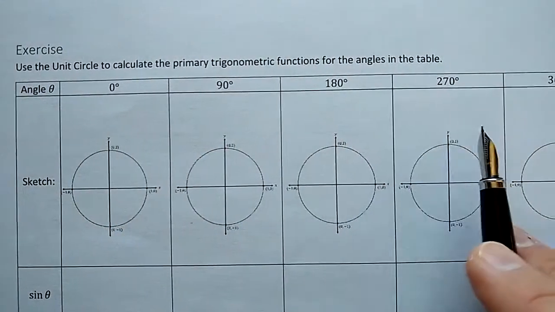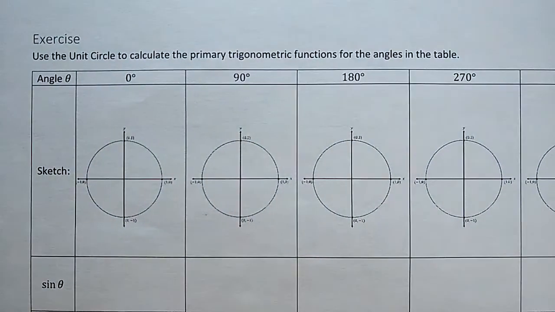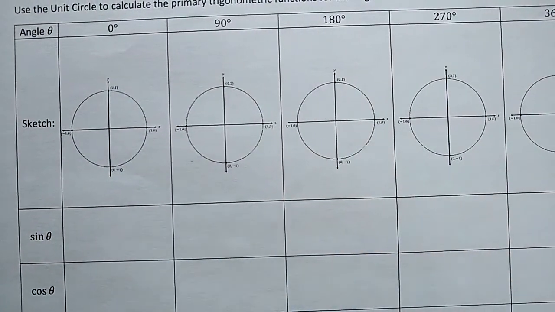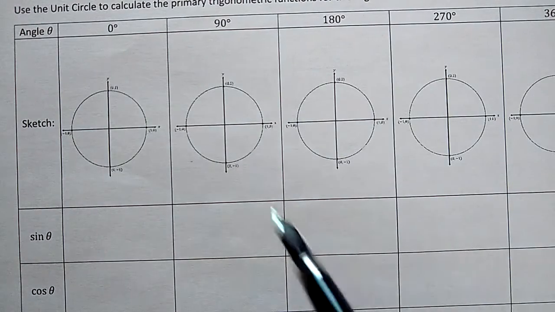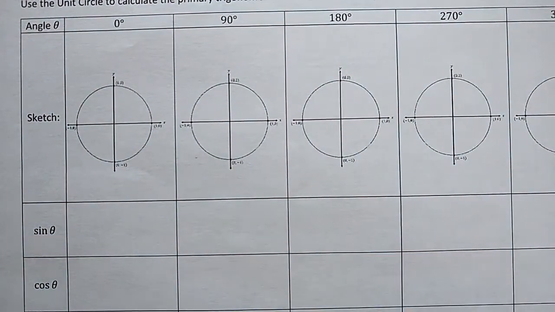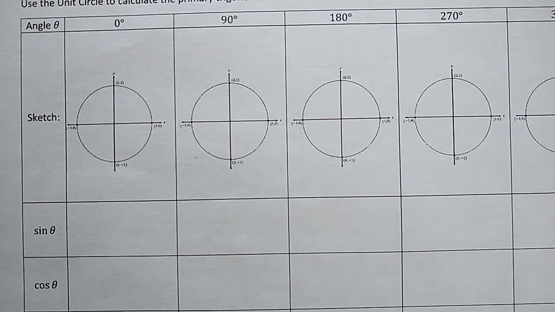0, 90, 180, 270, and 360. So I've got a whole bunch of little unit circles drawn for you here, and we're going to figure out the sine, cosine, and tangent of each one. We do this by drawing the angle in standard position, noting the x and y value, and then making our calculations down here as necessary.